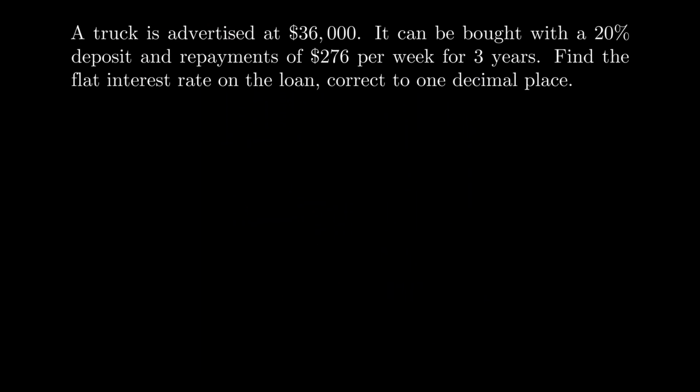Okay, now for a slightly more involved example with a loan repayment. It's a $36,000 truck, but we can't afford to pay that all in one go maybe, so we first pay a 20% deposit all in one go. So we pay off 20% of the full price all in one go, but then the rest of it is paid over time in weekly repayments. And we're asked for the interest rate on this loan.